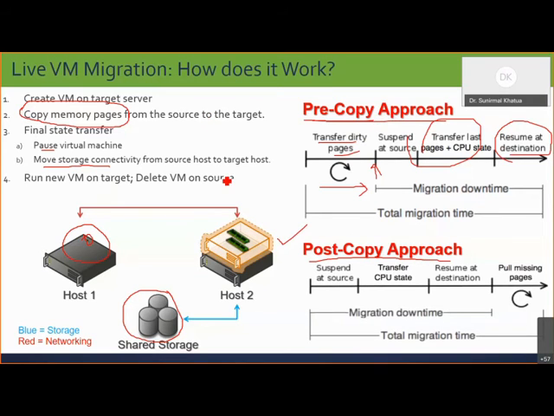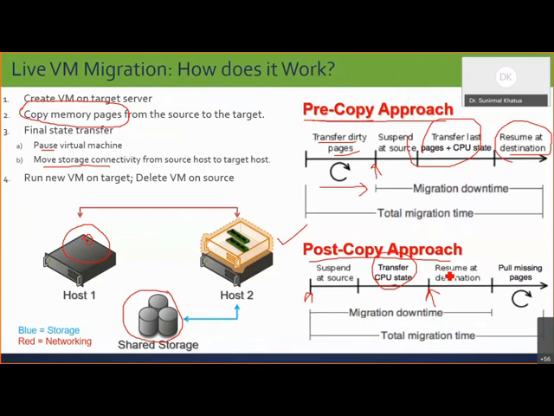In post-copy, what it does is immediately suspend the execution on host 1. It only copies the CPU state because the CPU state is small. Only the process control blocks are there, and we need to copy them. We don't need to copy the memory pages. And after copying the CPU state, we can start executing on the destination.